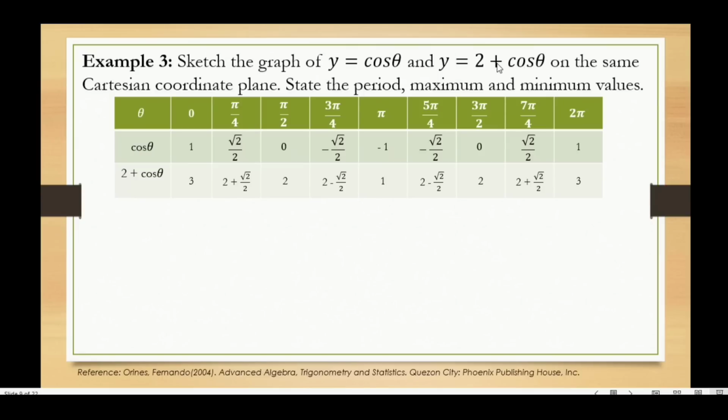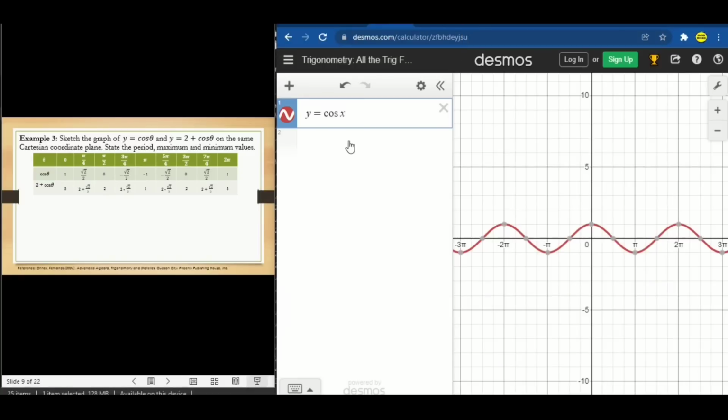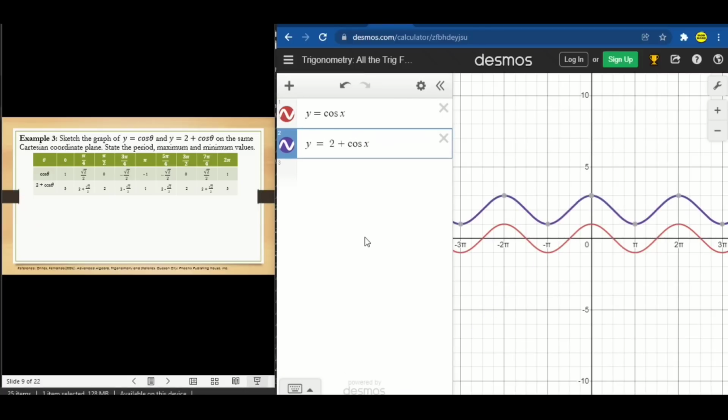minultiply natin. Ngayon, addition, nag-add tayo ng integers. So, anong mangyayari sa graph? So, gamit yung Desmos, tingnan natin ang mangyayari. So, ito na yung pinaka-mother function natin, y is equal to cosine x. So, ang gagawin na lang natin, tingnan natin kung anong mangyayari sa graph kapag dinagdagan natin ng integer sa unahan. So, y is equal to 2 plus cosine x.